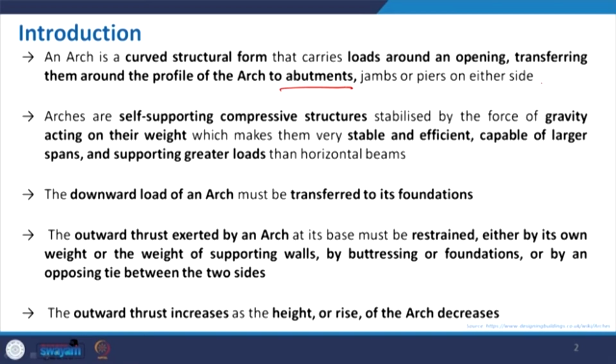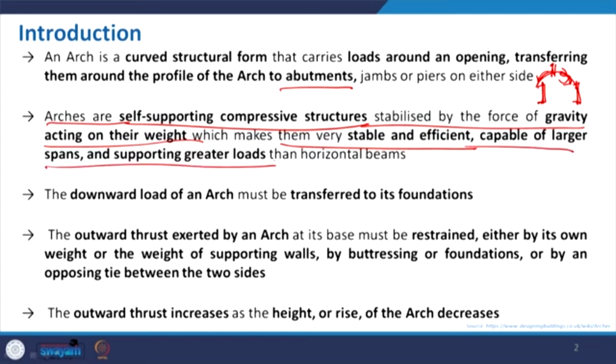So basically if we have this particular support, the piers, the arch is transferring load, and most commonly it is very symmetric. That is why the homogeneity of the material and the geometry is helping this arch to transfer the load like this. Again, arches are self supporting compressive structures. As I mentioned already, in arch we mostly have compression stabilized by the force of gravity acting on their weight, which makes them very stable and efficient, capable of larger span and greater load.